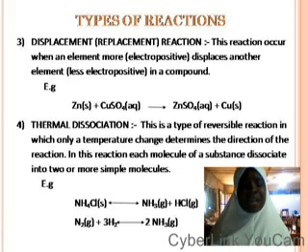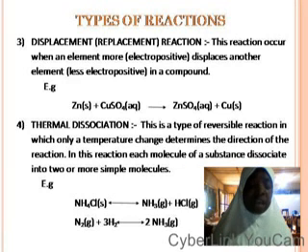Now let's go to another one, which is the thermal dissociation. Thermal dissociation is a type of reversible reaction in which only a temperature change determines the direction of the reaction. In this type of reaction, each molecule of the substance dissociates into two or more simpler molecules. Now, for example, let's look at this.